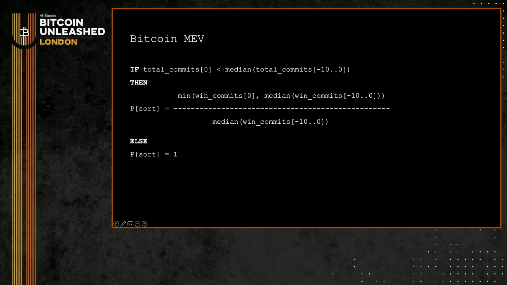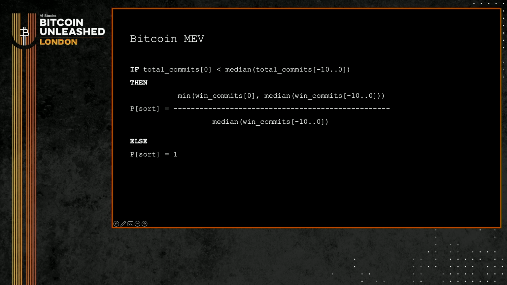The second throw of the dice is the probability that a sortition happens. If the total commits in this block is less than the median of the past 10 blocks, then the probability that a sortition happens at all is the minimum of your winning commit and the median of your last 10 commits, divided by the median of your last 10 commits. By your last 10 commits, I mean the winning miner's last 10 commits.